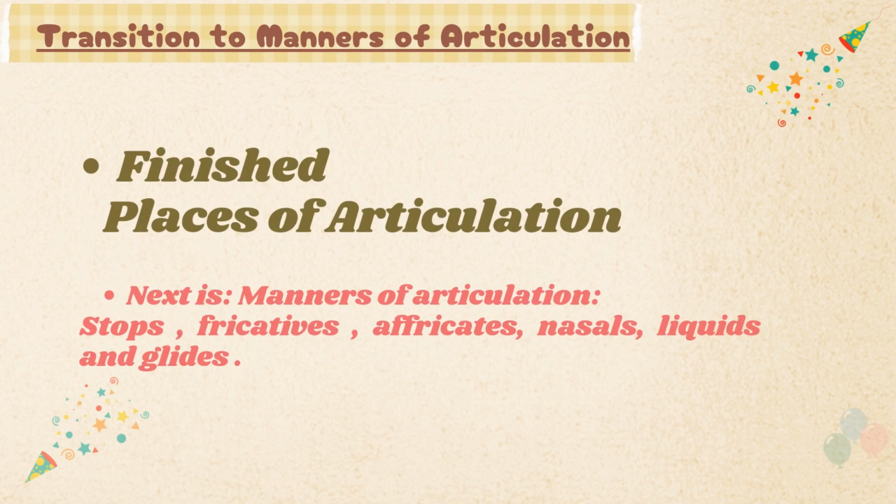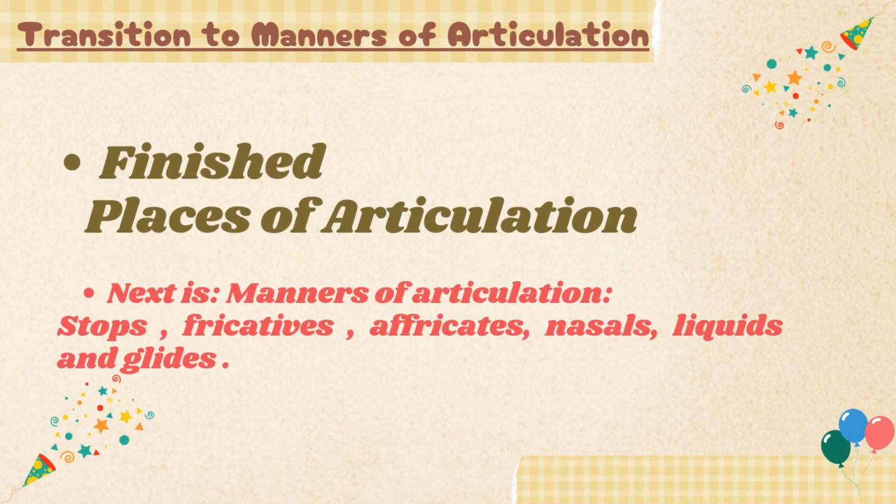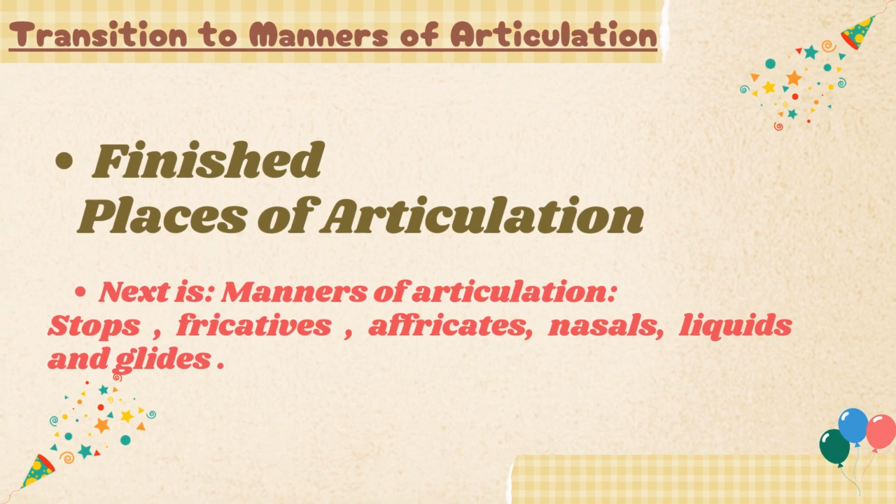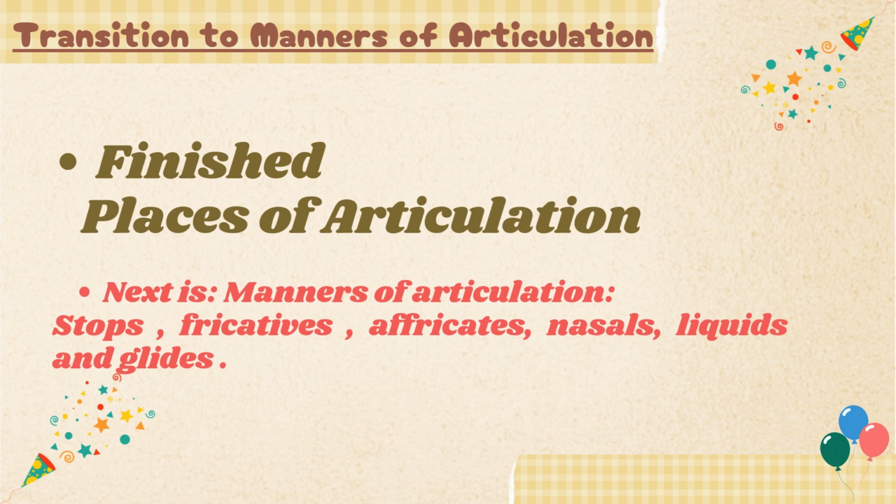Having covered the places of articulation, which refer to where sounds are produced in the vocal tract, let's now explore manners of articulation, which describe how airflow is shaped to produce different sounds. Manners of articulation include stops, fricatives, affricates, nasals, liquids, and glides.